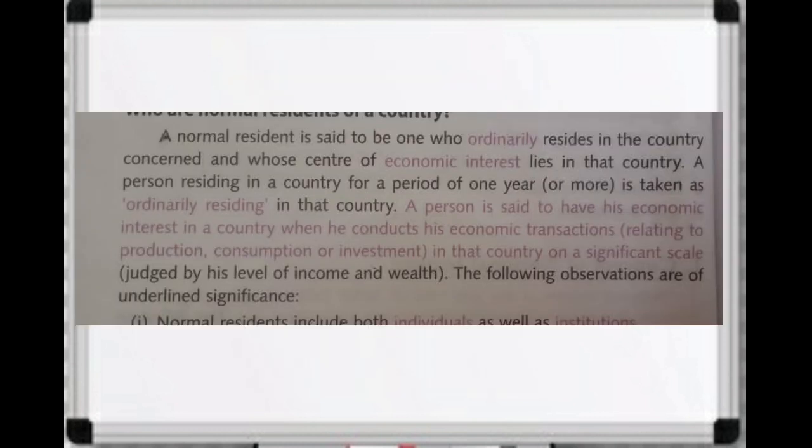Now we will study who the normal residents of a country are. A normal resident is one who ordinarily resides in the country concerned and whose center of economic interest lies in that country. A person residing in a country for a period of 1 year or more is taken as ordinarily residing in that country. A person is said to have his economic interest in a country when he conducts his economic transactions relating to production, consumption or investment in that country on a significant scale.